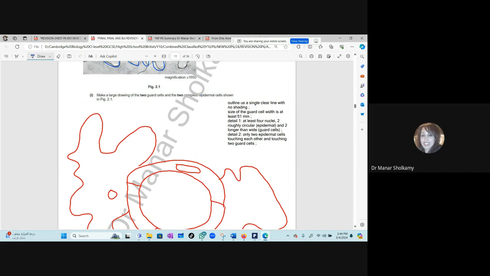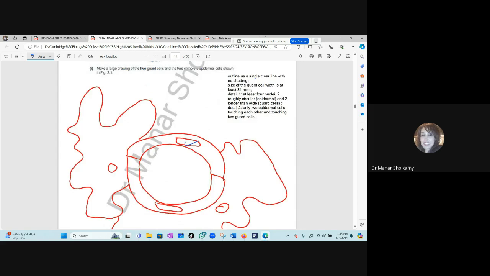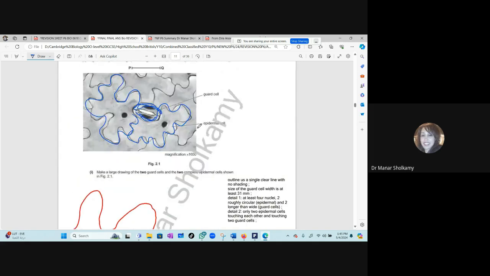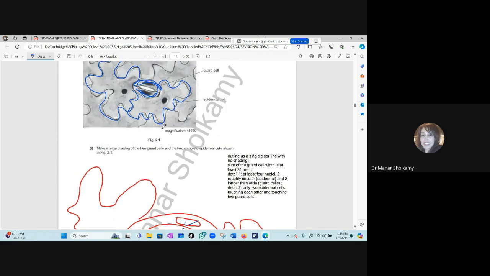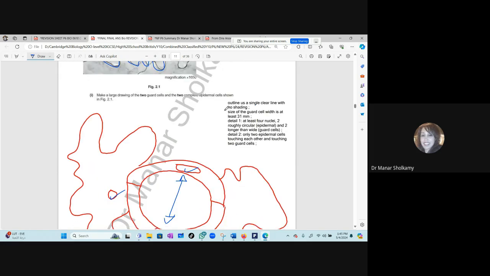We know this too well. Size of the guard cell width is at least 31 millimeters, double the size, in other words. Detail, at least 4 nuclei. We have 4 here, like 1, 2, 3, 4. Maybe I will lose a grade. You know why? Because I made here the distance between the guard cells very big, but here in the picture, it's not as big. So even here, I have to be careful.